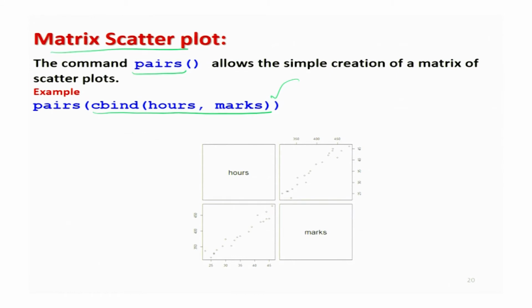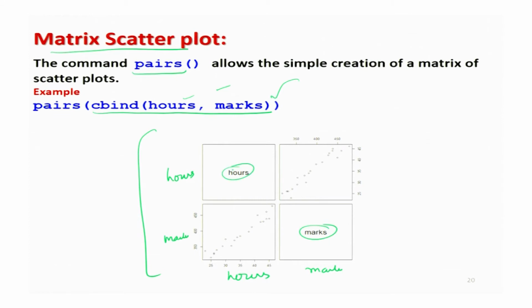Since you have taken 2 variables, it will give you a plot like this one, which is a 2 by 2 plot, and it looks like a matrix. That is why it is called a matrix scatter plot. So on the y axis it is hours and it is marks, and on the x axis also this is hours and this is marks. You can see from here, right.